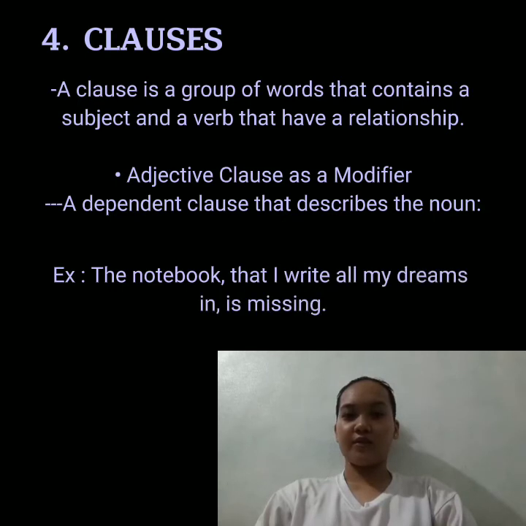Clauses. A clause is a group of words that contains a subject and a verb that have a relationship. Adjective clause as a modifier. A dependent clause that describes the noun. Example, the notebook that I write all my dreams in is missing.